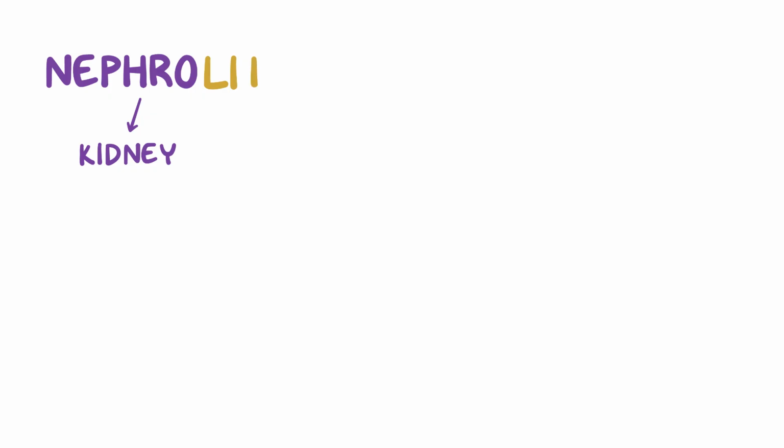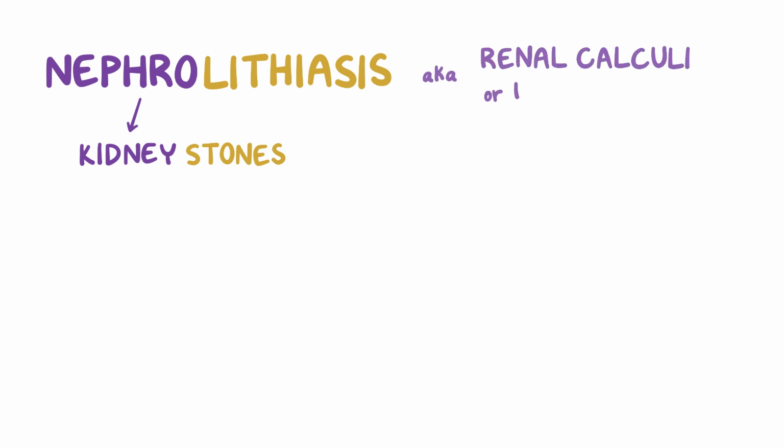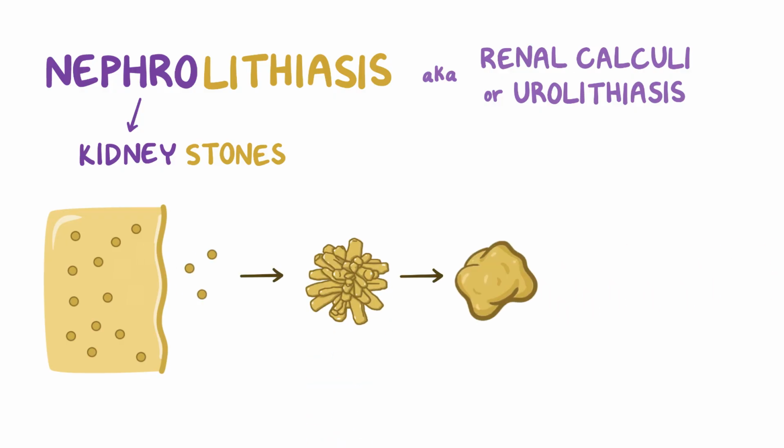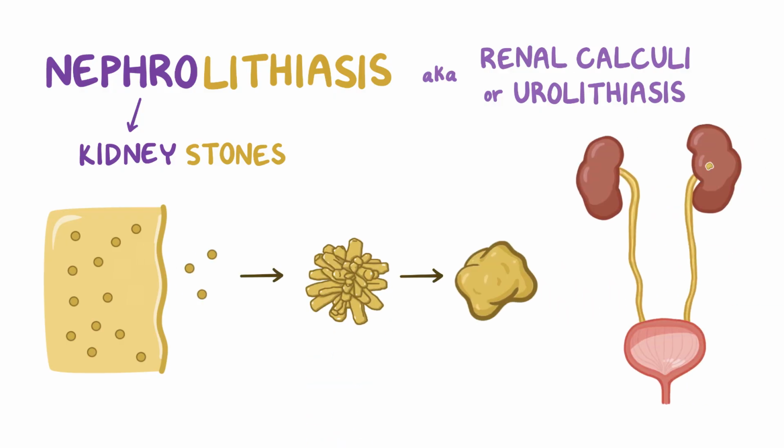With nephrolithiasis, nephro refers to the kidney, and lithiasis means stones. So nephrolithiasis means kidney stones, sometimes also referred to as renal calculi or urolithiasis. Kidney stones form when solutes in the urine precipitate out and crystallize, and although these most commonly form in the kidneys themselves, they can also form in the ureters, the bladder, or the urethra.